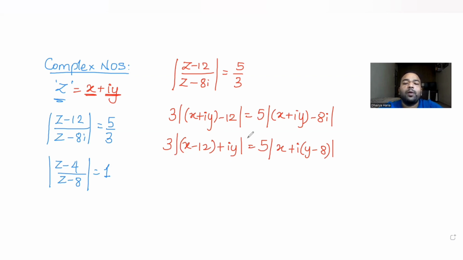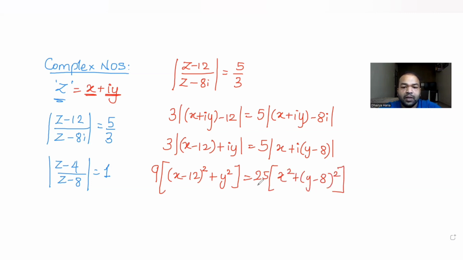Now I can square both of the sides. If I square both sides, I can write 3 squared, that is 9. When I square this entire complex number, we know it is nothing but the square of the modulus, right? So the square of the modulus is x - 12 the whole square plus y square. Here again, 5 squared is 25, and you get x square plus (y - 8) the whole square. So this is my one equation, and I'll mark this as equation one.